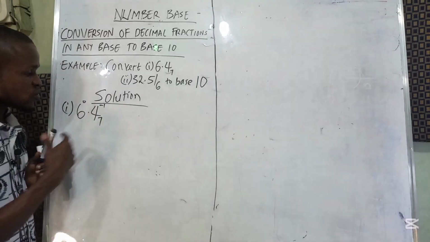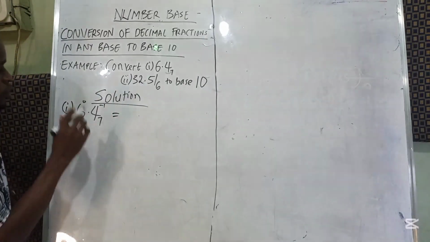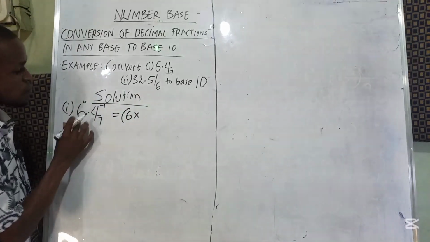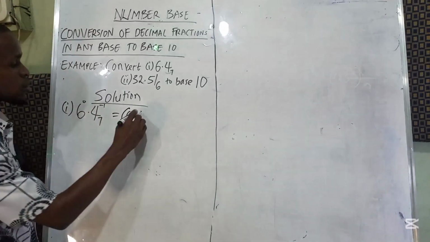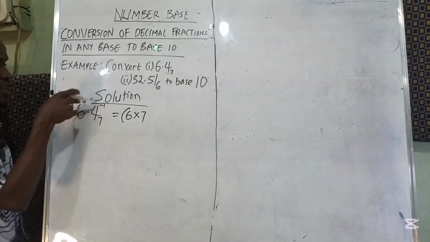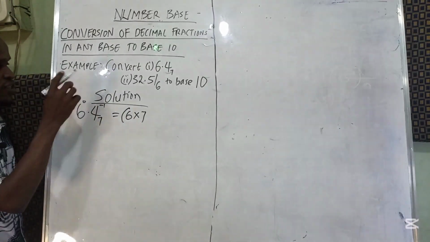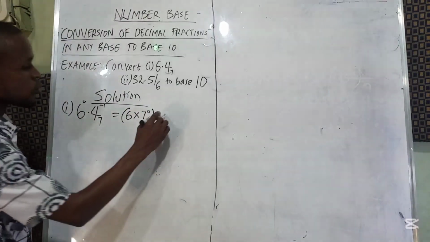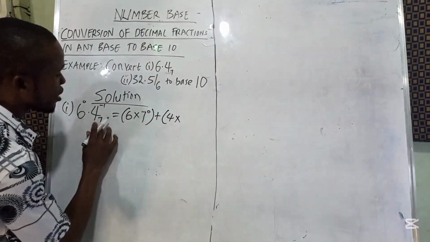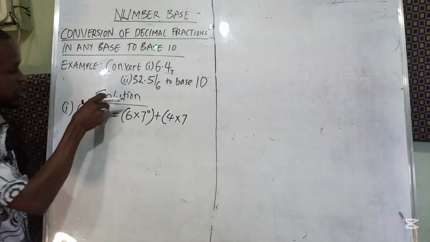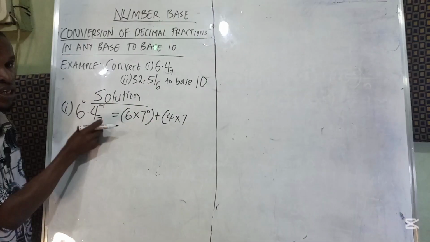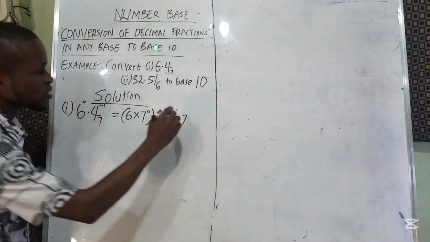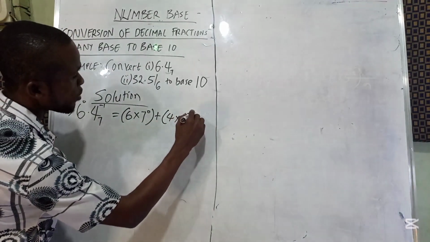So now with this, we will expand it this way: the first number is 6 multiplied by the base 7 raised to the power that indicates the unit, that's the power of 0, plus the next number is 4 multiplied by the base 7. The place value of 4 is tenth, so it has a power of negative 1 attached to it. So you have raised power minus 1.